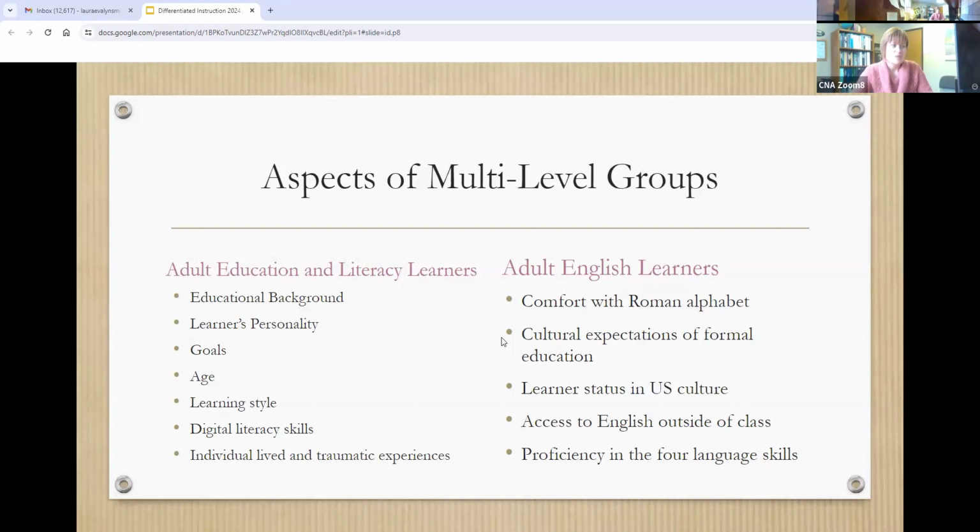And adult English learners have a few unique elements such as comfort with the Roman alphabet, although that might be the case to an extent with our native speakers. The status, one's status in US culture, and cultural expectations of formal education. I've come across that as a feature of our learners that makes it multi-level for us. Access to English outside of class. And really the proficiency in 4 language skills can factor into the multi-level nature of our classes.